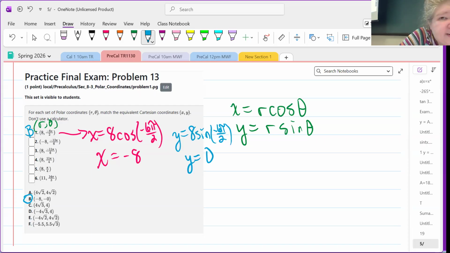Now, on the final exam, it's just a singular point and you're picking between the multiple choice answers. So it's not matching 6 different points. This question takes longer because you have 6 points to work with, but on the exam, it's much shorter because it's just the 1 point you're working from.